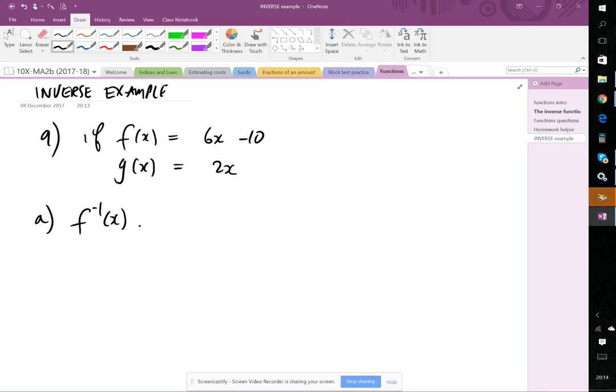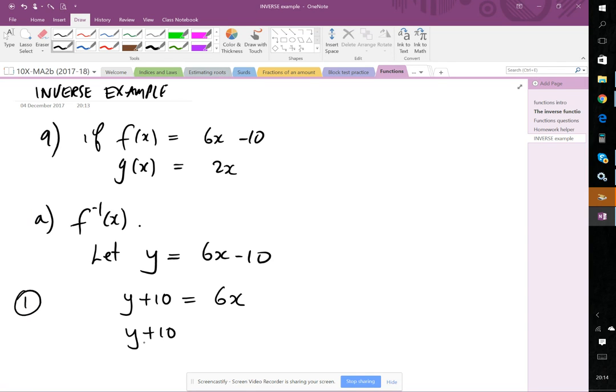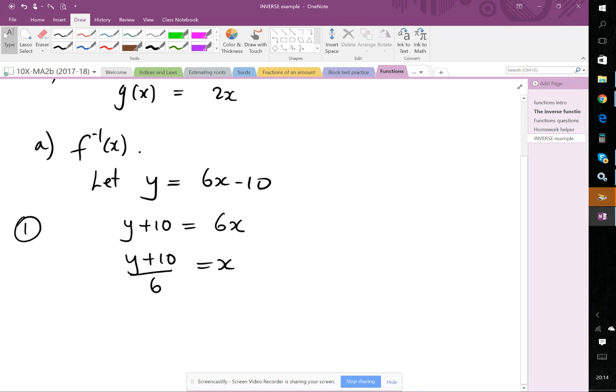Okay, so we let y equals 6x minus 10 because that's f. And the first step, remember in your notes, is we rearrange to get x equals. So we add 10 to both sides, and then divide both sides by 6. Okay, so that's getting x equals, and we can swap that around if we want to.